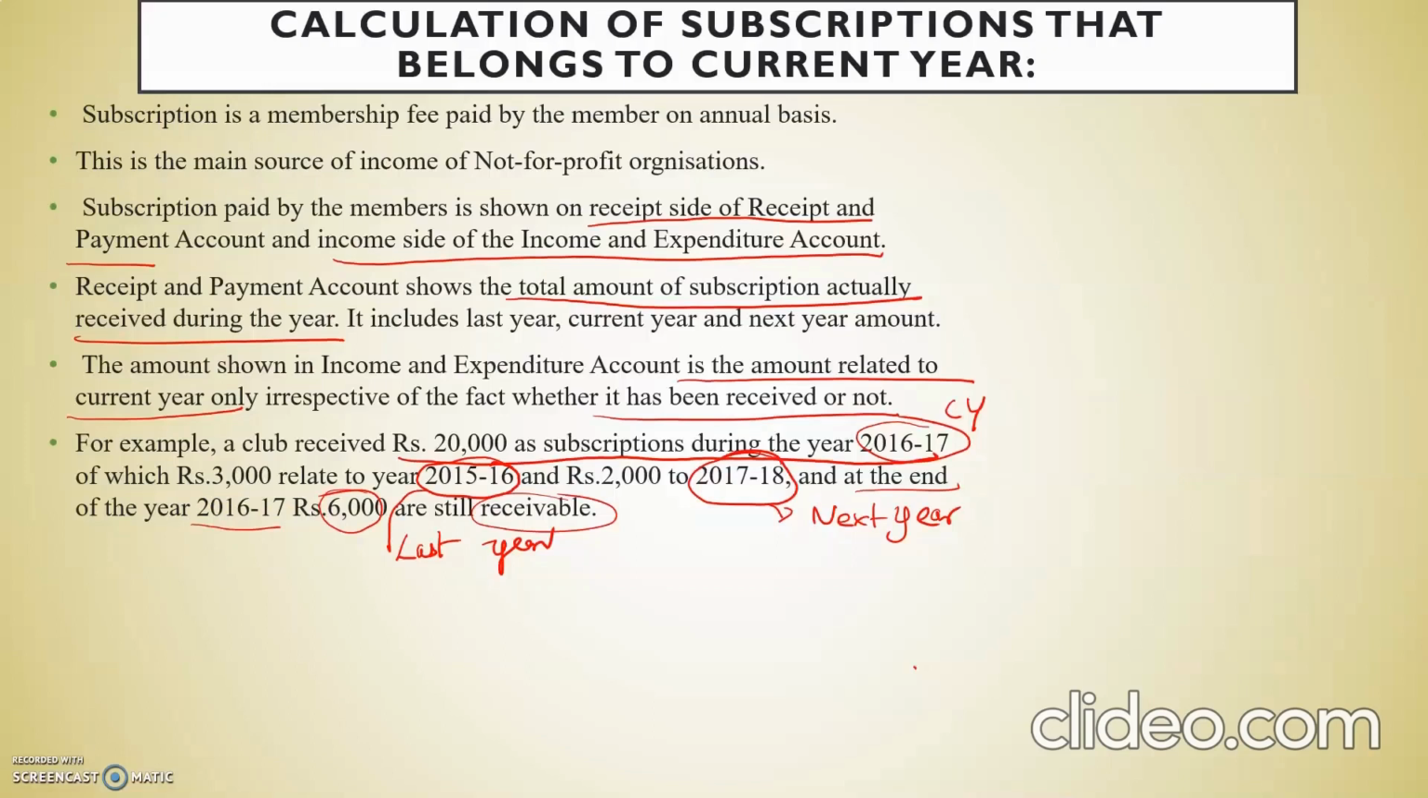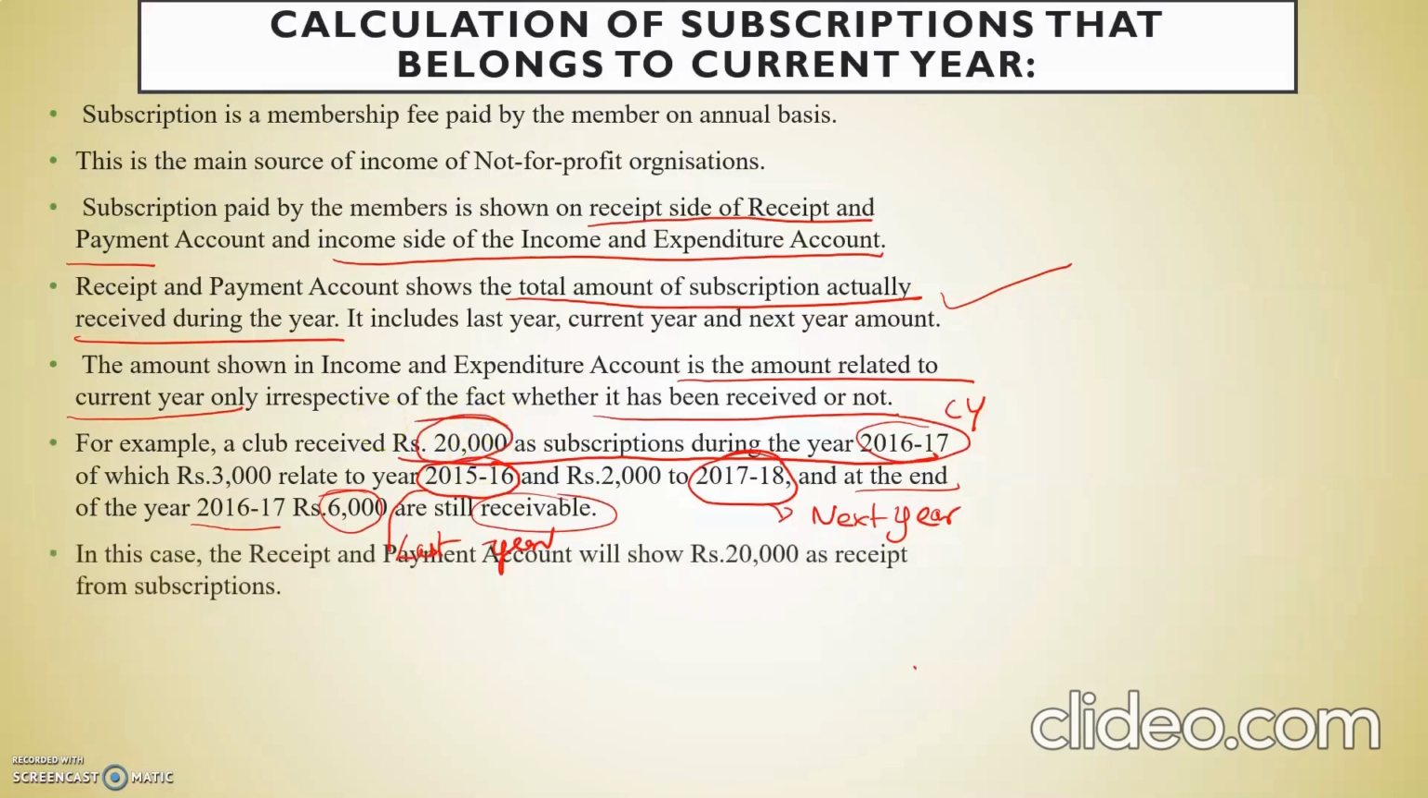So as per this point, receipt and payment account shows total subscription actually received. In this example, total subscription actually received during the year is 20,000. So we can say that in this case, receipt and payment account will show rupees 20,000 as a receipt from subscription. Okay, one statement over. Coming to income and expenditure account. So income and expenditure account, we have to make the calculation, the amount that belongs to current year. Let us make the calculation.